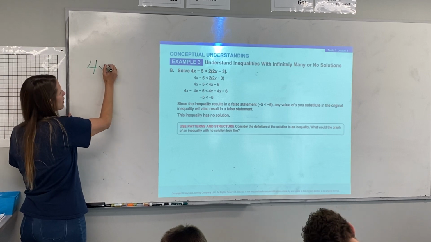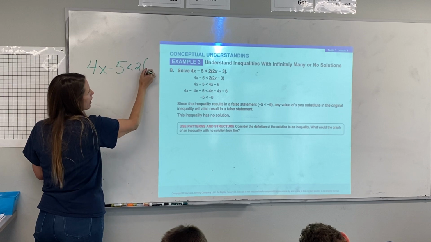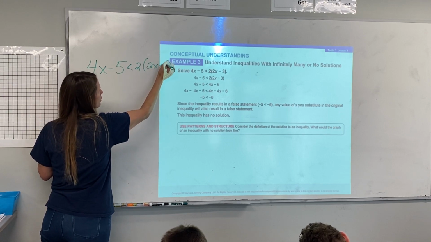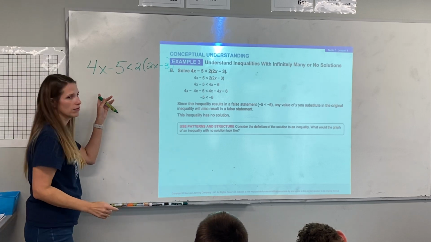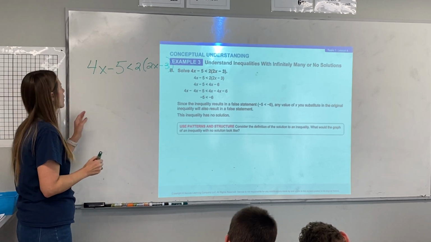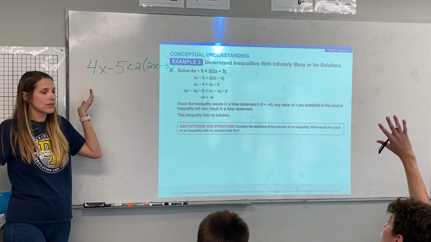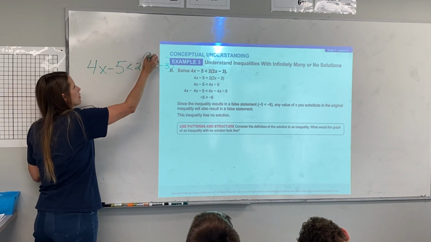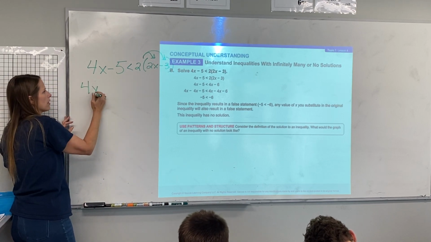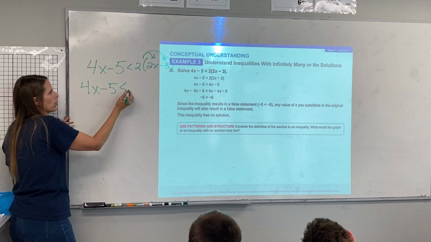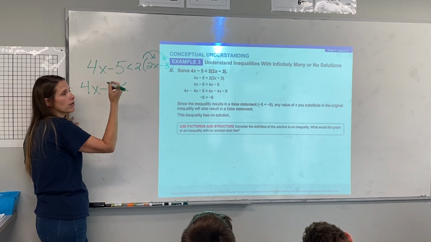You know how I have to write it on my own, because I do not like the way the book works. 2 times 2x equals 3. Make sure you're copying, okay? All right, what do we do? Distribute. Okay, so this part stays the same for now. 4x minus 5 is less than what? Oh, sorry. 4x minus 6.